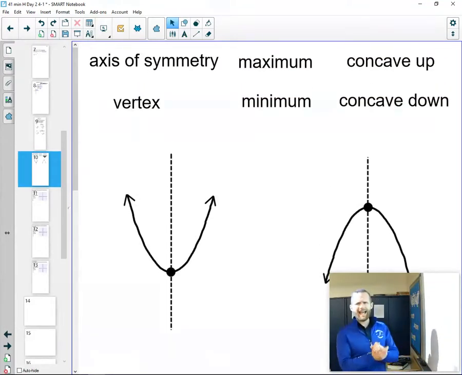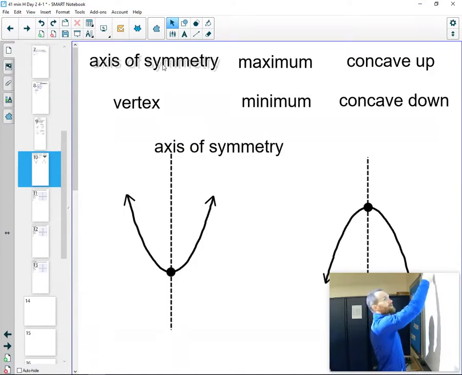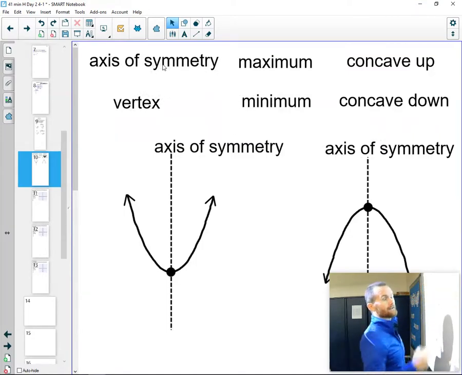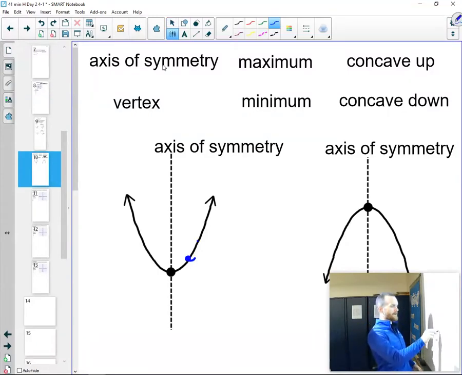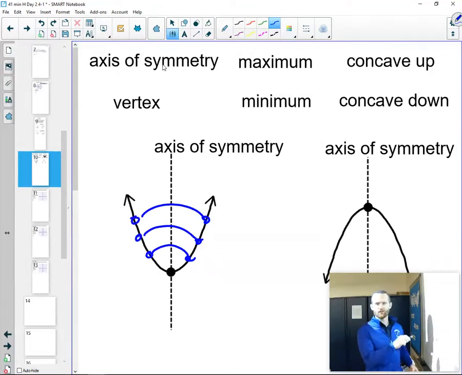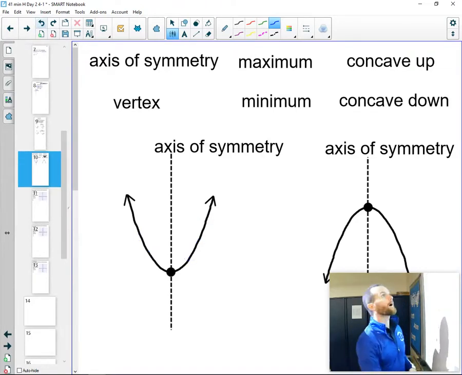Now, the axis of symmetry in both of these cases is the dotted line. So there's one axis of symmetry, there's the other axis of symmetry. Now, the axis of symmetry is really important because it is obviously a line of symmetry. So that means any points we get on this side of our parabola, we can fold over and automatically double our answers. So the axis of symmetry is really powerful that way because it instantly doubles all of our answers.